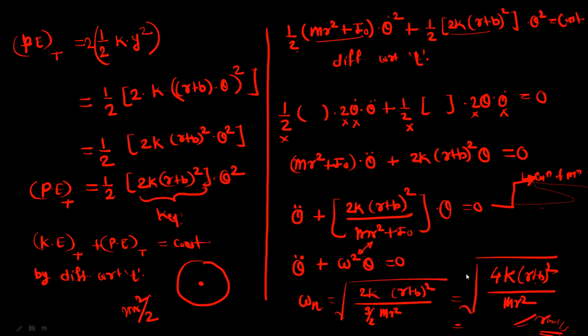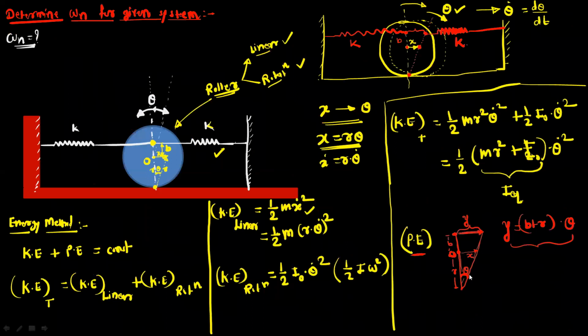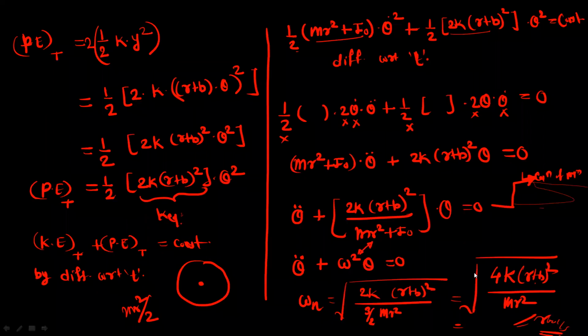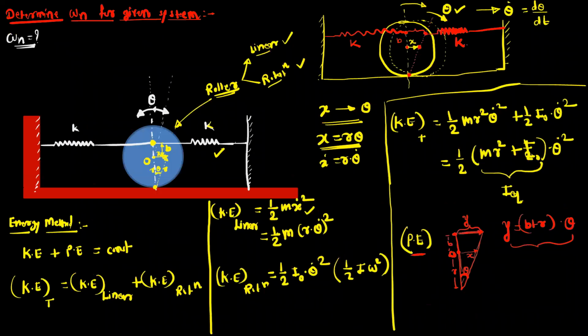Now the same problem we will solve by using Newton's second law. But in your exam, you should solve this problem by using the energy method only, because it is the easiest method to solve this problem. That is a rolling system. If you want to apply Newton's second law to the rolling system, then we need to draw the free body diagram. And that free body diagram becomes more complicated for the rolling system compared to the linear system. Therefore, we should solve this problem by using the energy method. I will show how to solve this by Newton's second law.